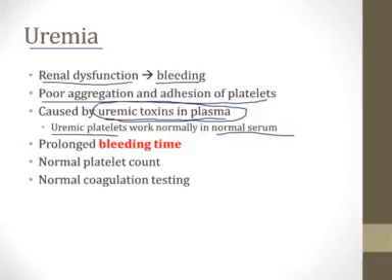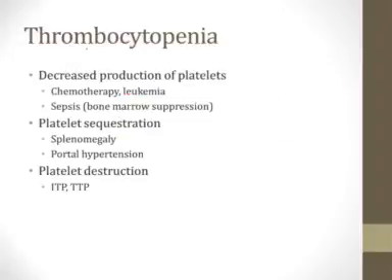Exactly which toxins and how this happens is not well understood. But the result will be that the bleeding time will become prolonged. In fact, historically, one of the uses for the bleeding time was to test patients who were uremic to see if they had enough platelet function to safely undergo surgery. The platelet count will be entirely normal, and any tests of the coagulation system like PT and PTT will also be entirely normal. Another cause of platelet-type bleeding is thrombocytopenia.